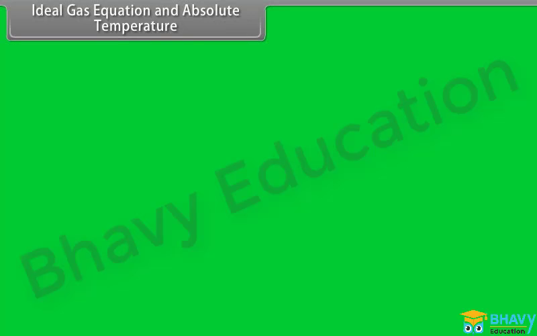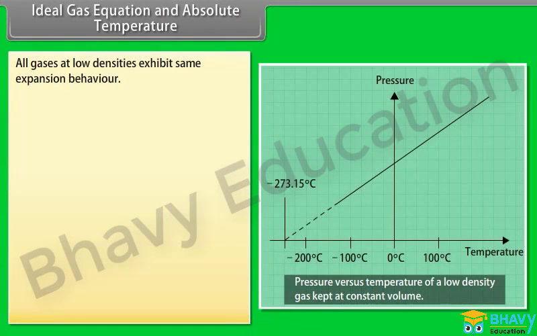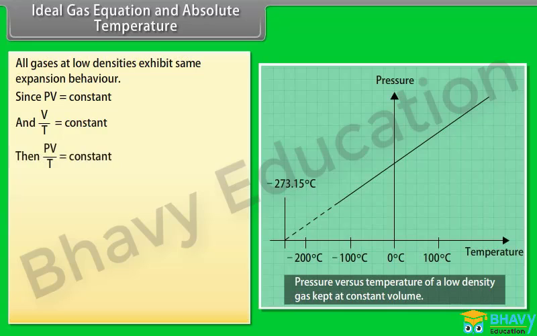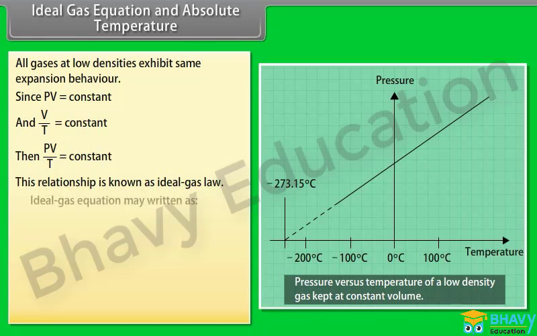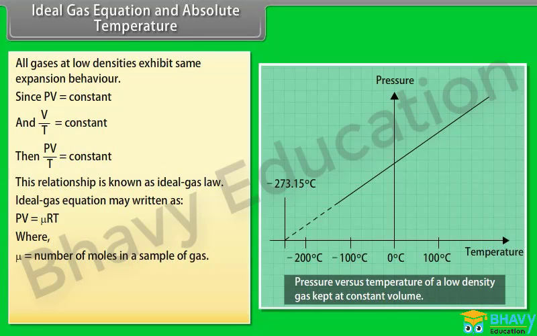Ideal gas equation and absolute temperature. All gases at low densities exhibit the same expansion behavior. Since PV is constant and V/T is constant, then PV/T is also constant. This relationship is known as the ideal gas law. The ideal gas equation may be written as PV = μRT, where μ is the number of moles in a sample of gas and R is the universal gas constant.